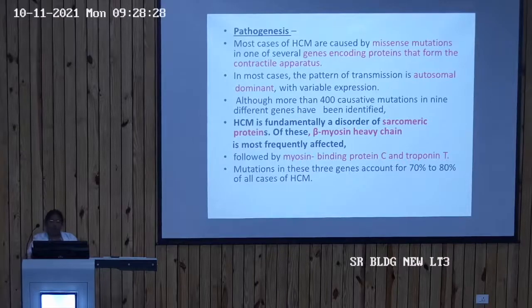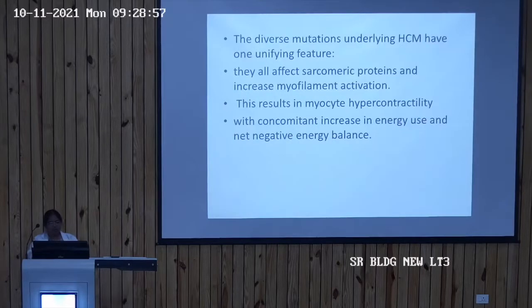So the most common protein is the beta myosin heavy chain, and the second is the myosin binding protein C and troponin T. Mutations in these three genes account for 70 to 80% of cases of hypertrophic cardiomyopathies. So the most important are beta myosin heavy chain, myosin binding protein C, and troponin T. These account for almost 80% of cases of hypertrophic cardiomyopathy.